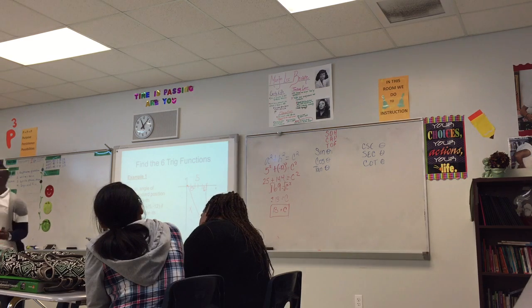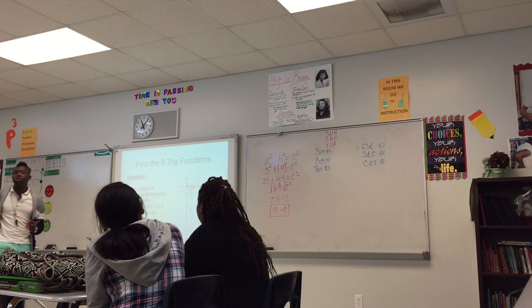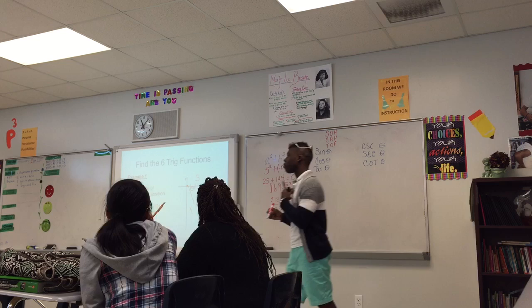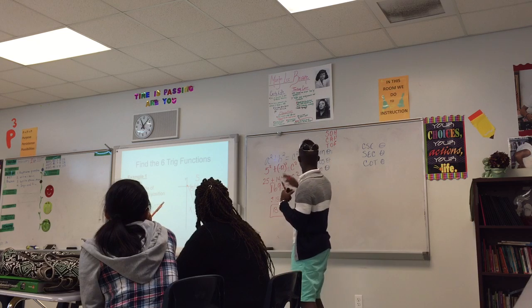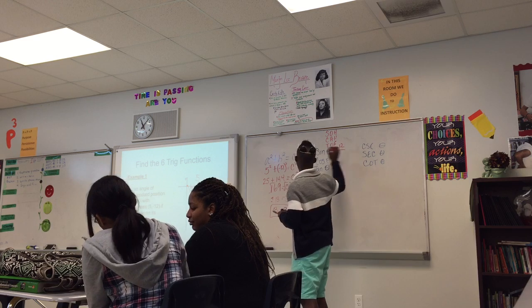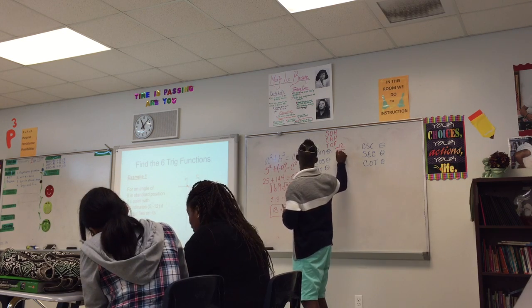You had to know better. What is sine of theta? Opposite over hypotenuse, which is negative 12 over 13. The opposite of theta is negative 12. And the hypotenuse is what? 13. Perfect.